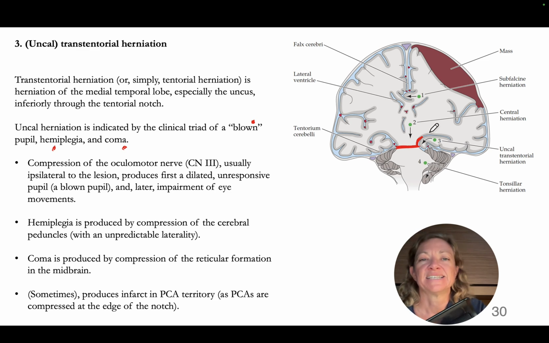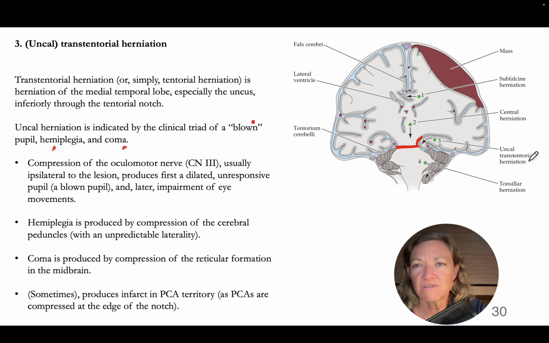The first sign is a dilated, unresponsive pupil, or a blown pupil, on that side, and that's due to oculomotor nerve compression. The second consequence of a transtentorial herniation is often hemiplegia. And hemiplegia is produced by compression of the cerebral peduncles against the transtentorial notch.